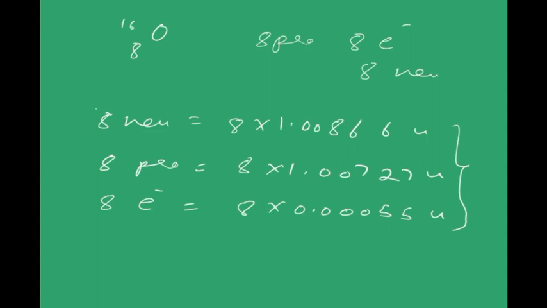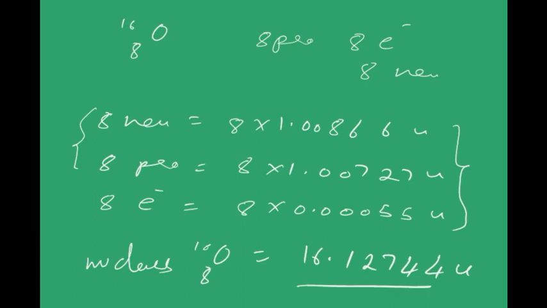But adding only the first two numbers, that is the mass of neutrons as well as protons, will give me the mass of the nucleus of oxygen-16, and that will be equal to 16.12744 atomic mass units. This is the expected value for the nucleus, right? Now, if we measure the mass using mass spectroscopy, the mass of the atom was found to be 15.99493 atomic mass units.